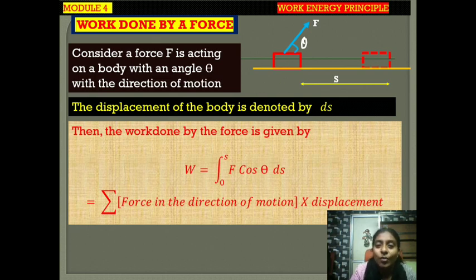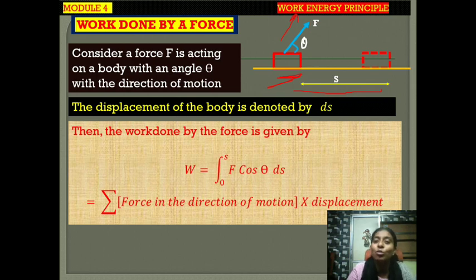Now we have a body of mass m, and on this body we are applying a force F at an angle theta, and we are moving this body from this position to this position. That is, we are moving it for a distance of s. Consider a force F acting on a body at an angle theta with the direction of motion. The displacement is taken as ds. Force is F, displacement is ds.